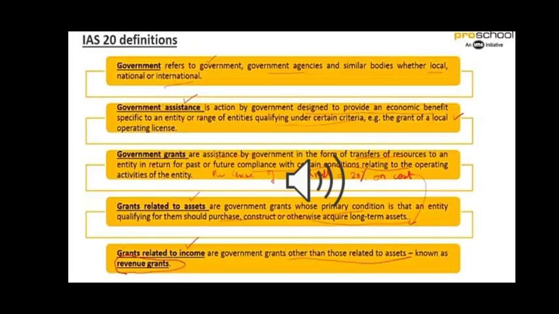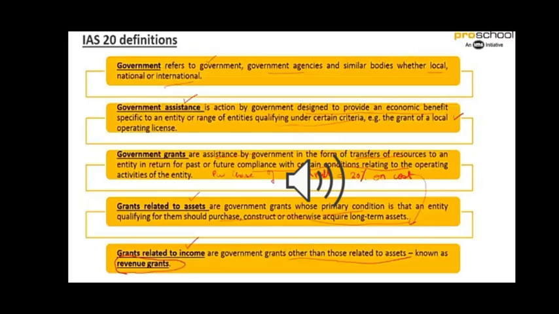Next one, government grants. These are transfer of resources to an entity for past or future compliance with certain conditions. So the company has fulfilled some conditions, or the company is going to fulfill certain conditions. For example, there is an export oriented unit. For the exports that the company is doing, the company could have already done some exports in the past. For that, the government could be giving some benefit.